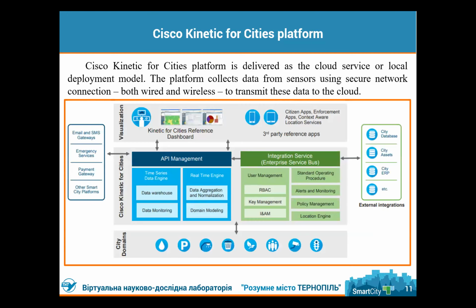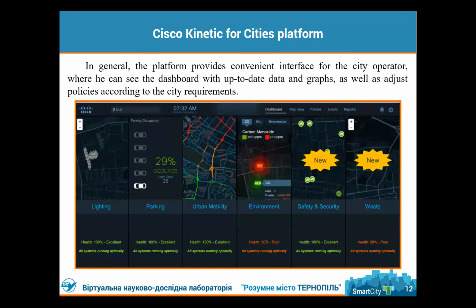The platform collects data from sensors using secure network connection, both wired and wireless, to transmit this data to the cloud. In general, this platform provides a convenient interface for the city operator, where he can see a dashboard with up-to-date data and graphs, as well as adjust policies according to city requirements. Based on Cisco Kinetic for Cities platform, Cisco also provides platforms and solutions for Busan Smart City and Songdo Smart City in Korea.